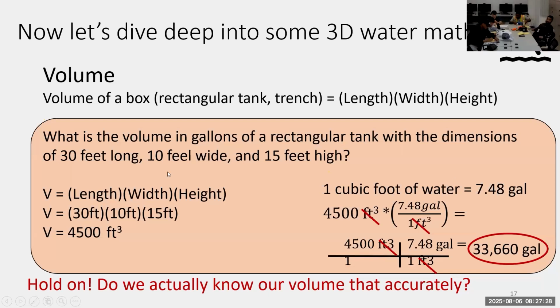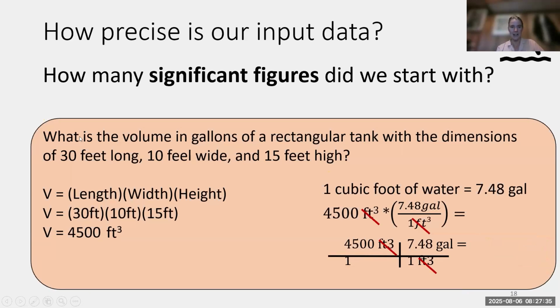Okay, but wait. Do we really know our volume that accurately, right? So we're going to talk a little bit for a moment about significant figures. This is a common thing that you'll see on the exam. How many significant figures did we start with? Well, a significant figure just basically means how accurate do we want our final number to be? Because we could have a really detailed, long number that comes out of our calculation, but maybe we need to simplify that either for our own purposes or in order to make sure that we're doing the right calculations for the problem. So in the original question, each of these numbers, 30, 10, 15, are two significant figures, right?